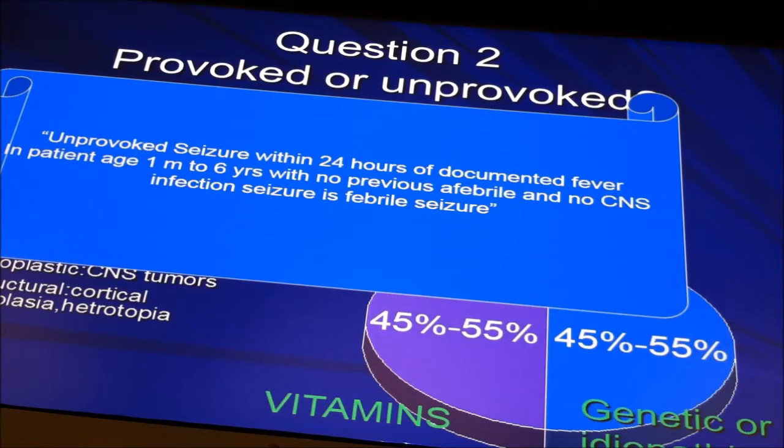Now, unprovoked seizure within 24 hours of documented fever in a patient age 1 month to 6 years with no previous afebrile seizure, epilepsy, and no CNS infection. Seizure is febrile seizure. Can it be at 2 months? It can be. My niece had a febrile seizure at 2 months, okay? But not less than 1 month. I'm not talking about the workup, okay? You can do the LP, you can do whatever you want, but it can be febrile seizure if it is 6 weeks of age.